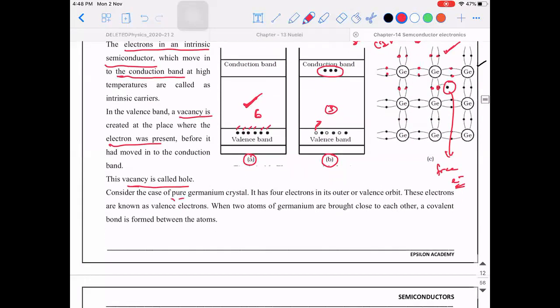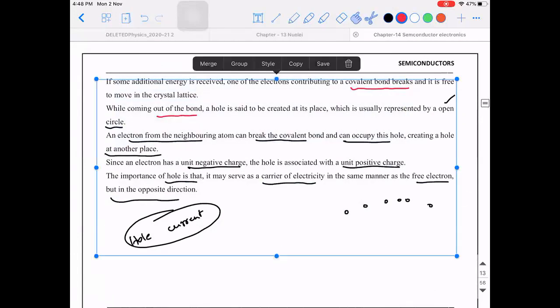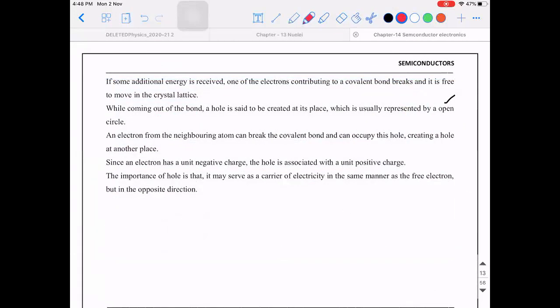So consider a pure germanium crystal, which is nothing but intrinsic form. It has 4 electrons in its outermost valence bond orbit. These electrons are known as valence electrons. When 2 atoms of germanium are brought close to each other, a covalent bond is formed between the atoms. So, if some additional energy is received, one of the electrons contributing to the covalent bond breaks and it's free to move on the crystal lattice. While coming out of the bond, a hole is said to be created in its place, which is usually represented by an open hole. You put a circle like this, that's a hole.